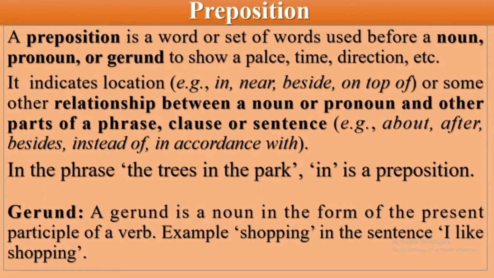For example, I like shopping. In this sentence, the word shopping is a gerund because it is used as a noun, because it is the object of the verb like, and it is of course formed from the verb shop.